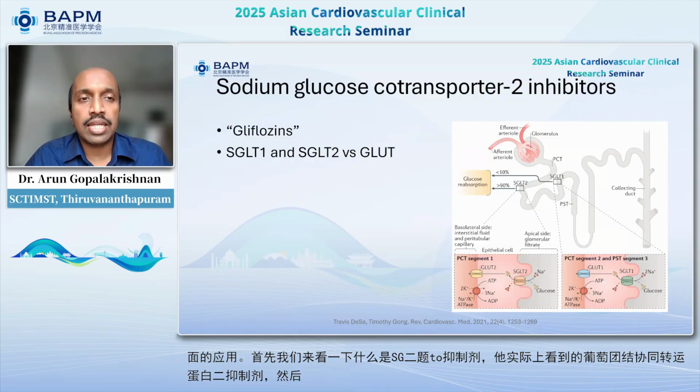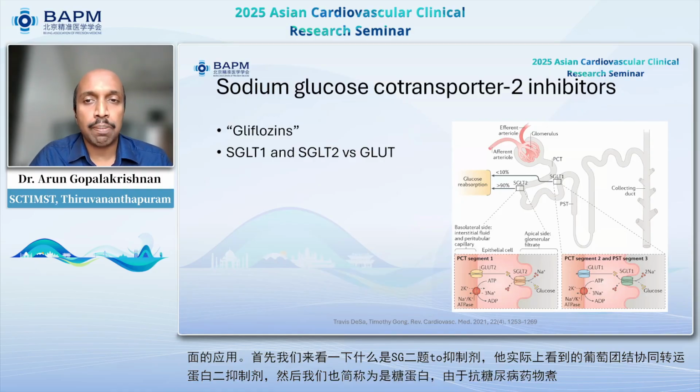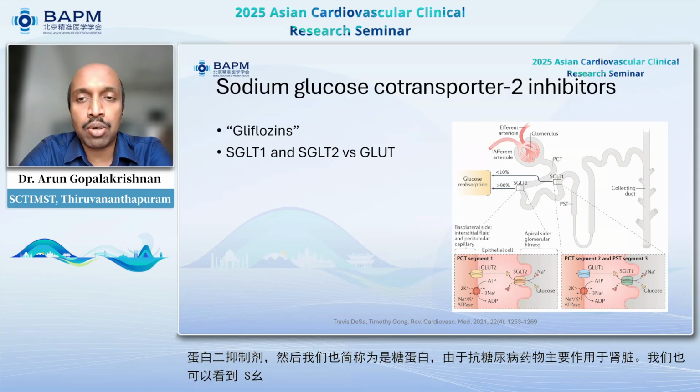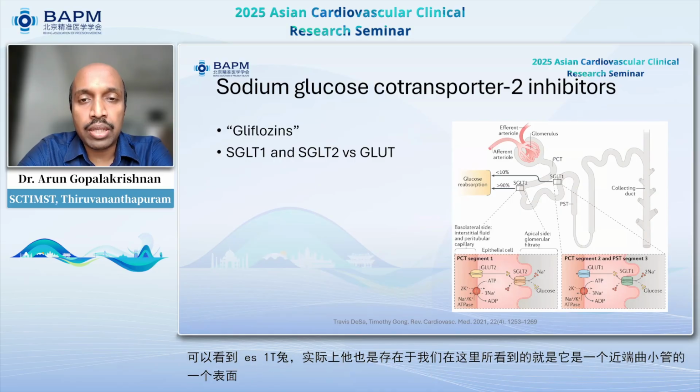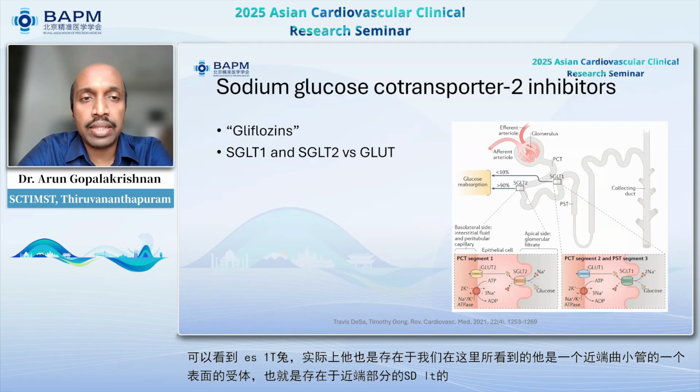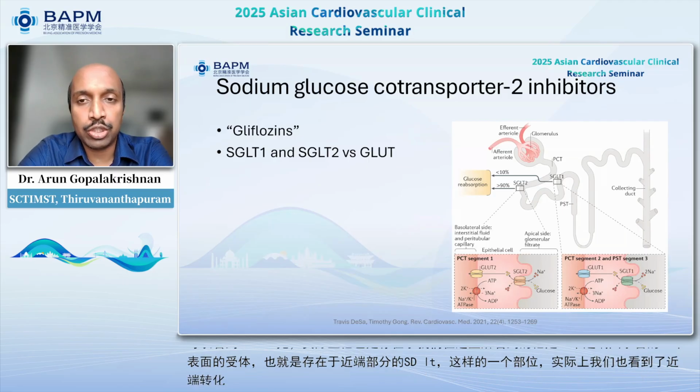So what are SGLTs? SGLTs are receptors which are present on the brush border surface of the proximal convoluted tubules. That is the SGLT2, which is present in the proximal part, that is the first and second parts of the proximal convoluted tubule. Its primary action is to reabsorb sodium and glucose by co-transport, while the rest, what is not taken back by the SGLT2, is reabsorbed by SGLT1 in the distal part of the proximal convoluted tubule.